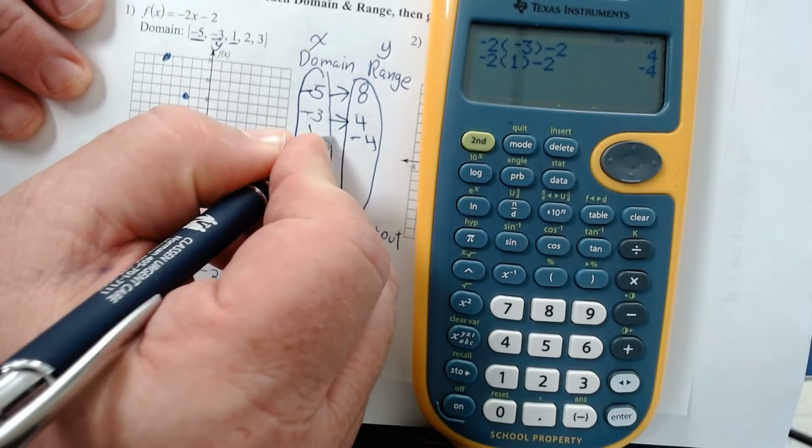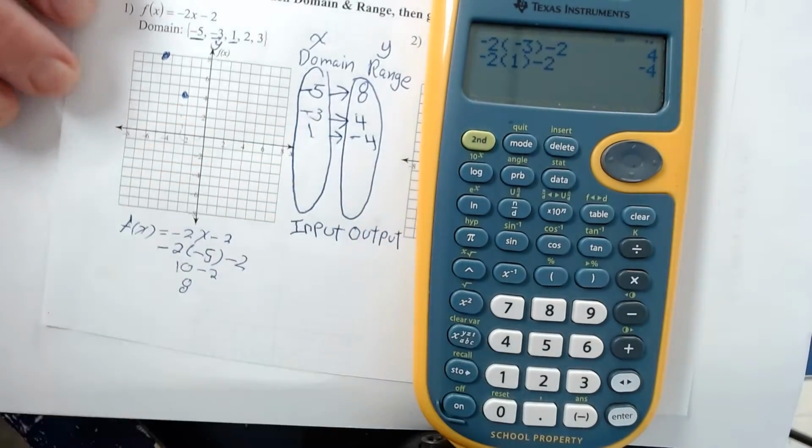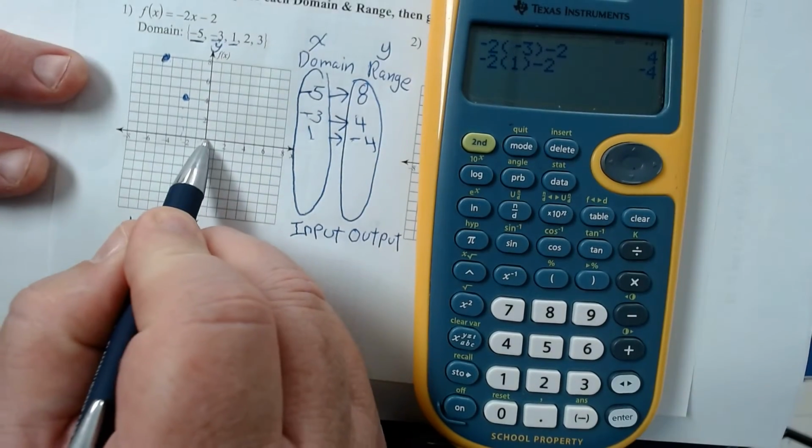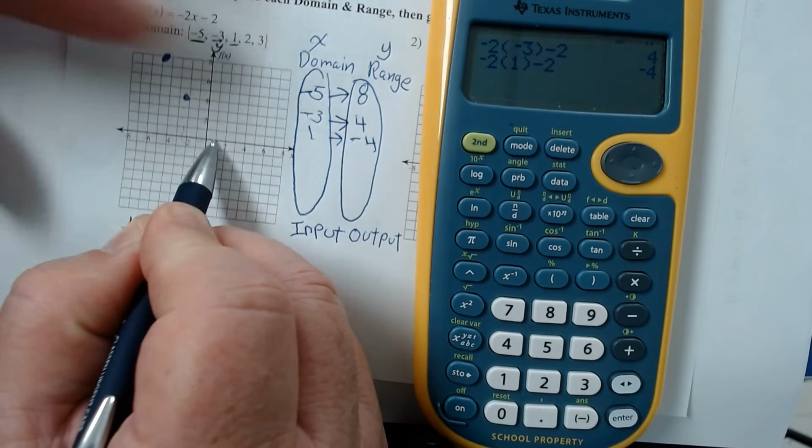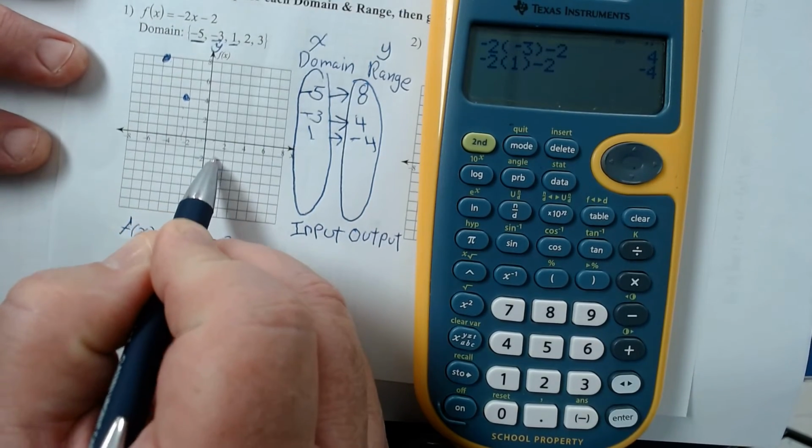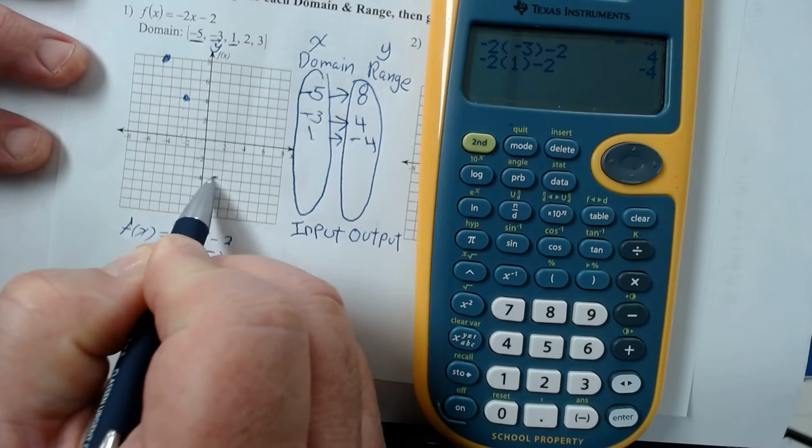On your map, draw an arrow from 1 to negative 4. Go back to the origin. When x is 1, y is negative 4. Negative 1, 2, 3, 4.